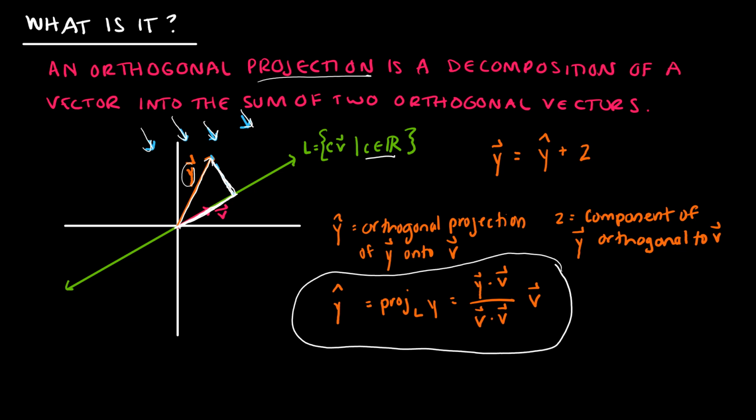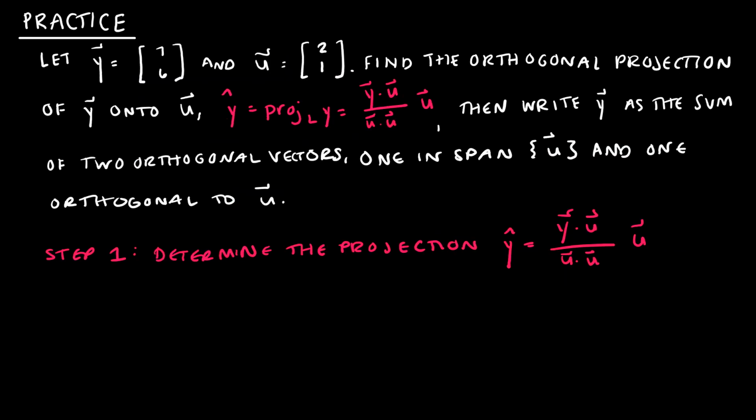So again, we have this vector y. We want to write it as the sum of two orthogonal vectors, so two vectors that are at a right angle to one another. That would be some scalar multiple of v plus some vector that is orthogonal to v. So let's take a look at how we'll actually go about doing this. We're going to do this practice question together step by step. And again, I tried to write out exactly the process that we would do.